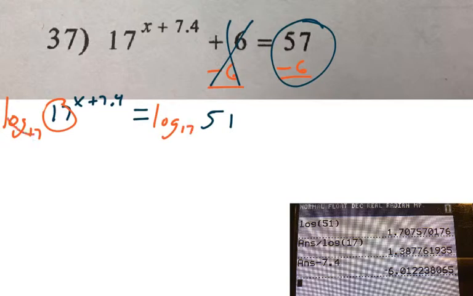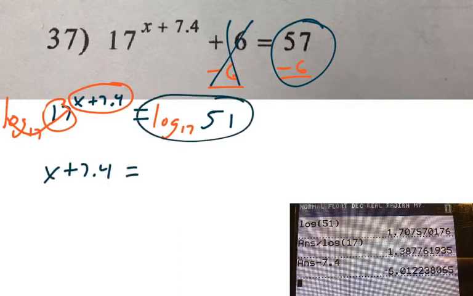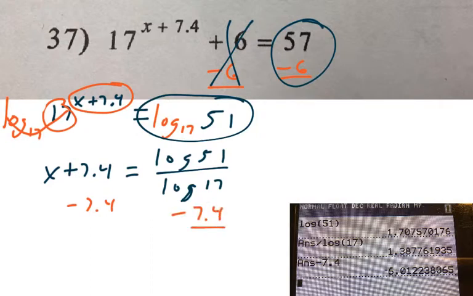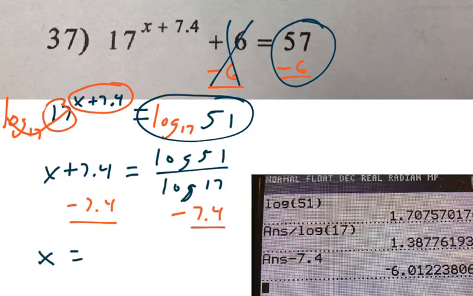And that log base 17 kills off our 17 base. We're now left with x plus 7.4 equal to log 51 divided by the log of 17. Last step will be to minus 7.4 from both sides, and we'll end up with our x answer, right? And let's get to our calculator now.